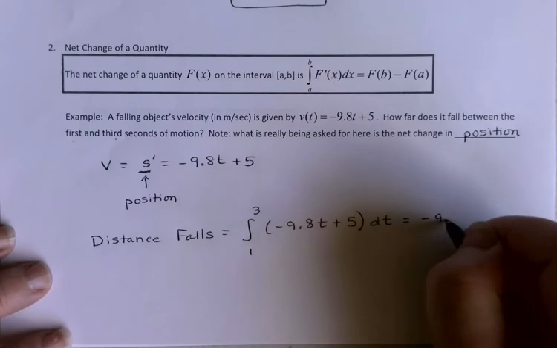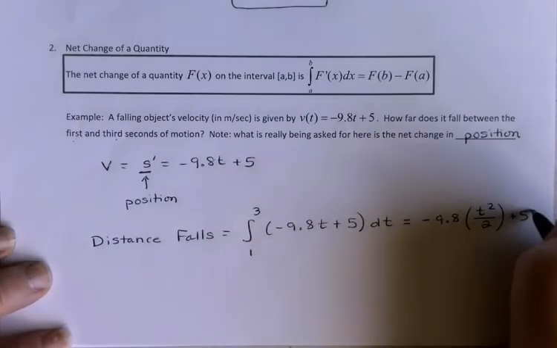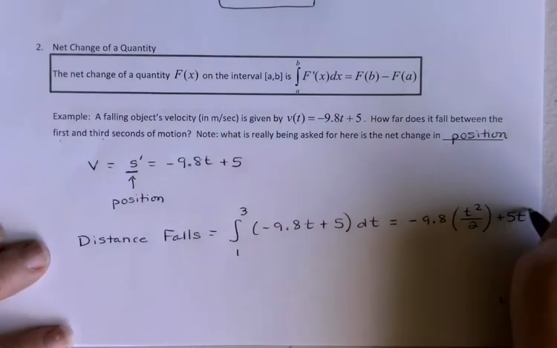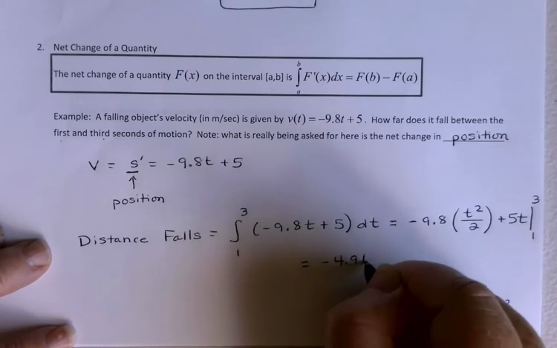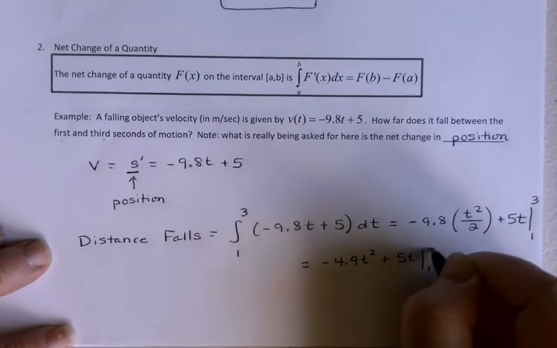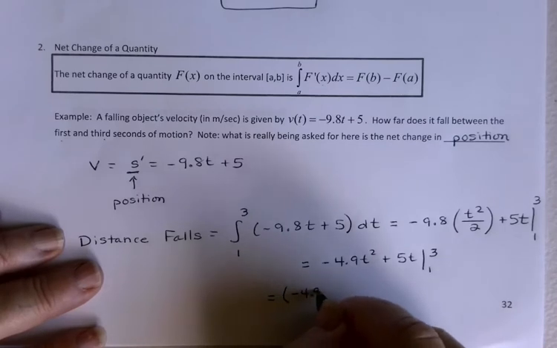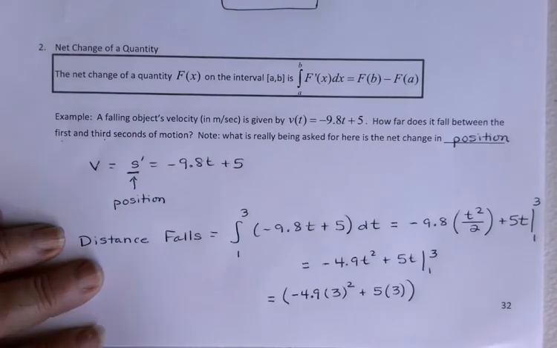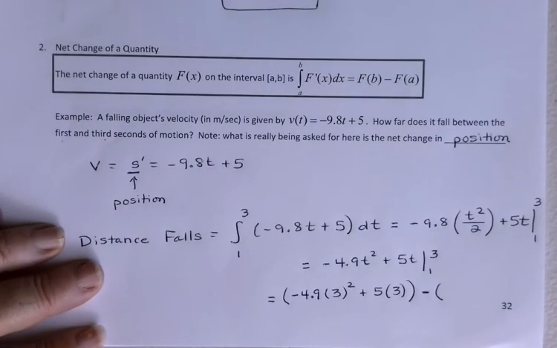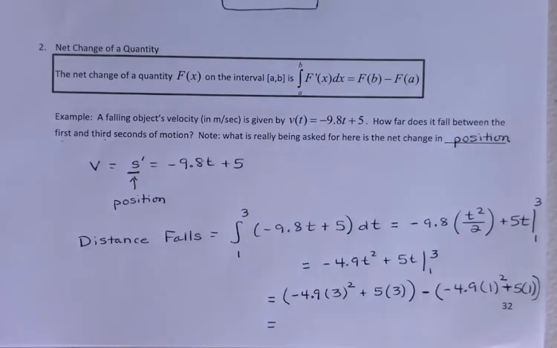The antiderivative here would be negative 9.8 times t squared over 2 plus 5t, evaluated between 1 and 3. This would be negative 4.9t squared plus 5t, evaluated between 1 and 3. So negative 4.9, and I plug in the top value first, times 3 squared, plus 5 times 3. Subtract negative 4.9 times 1 squared, plus 5 times 1. And then that's just a great big calculator problem to plug in.